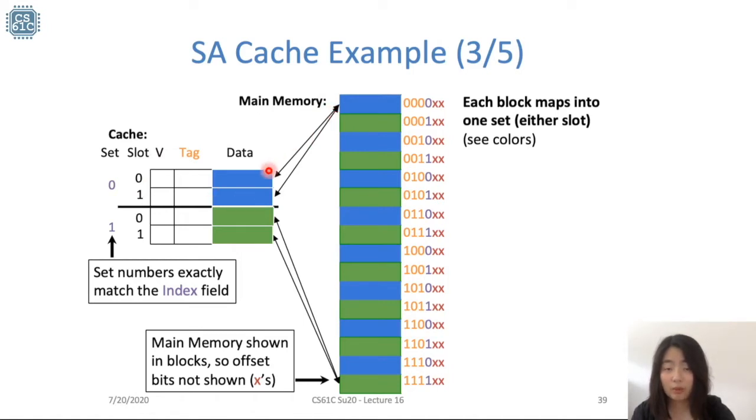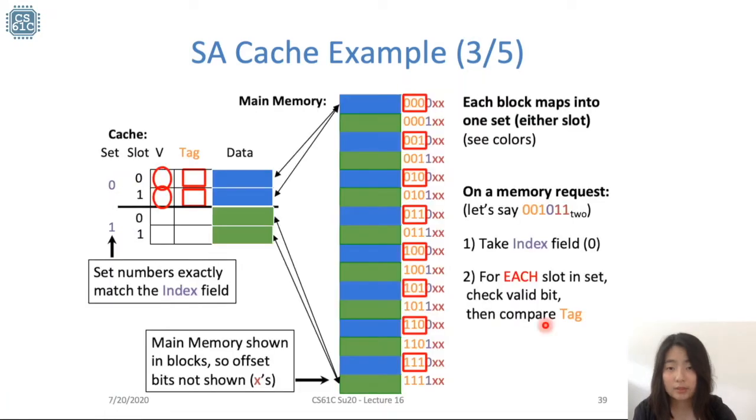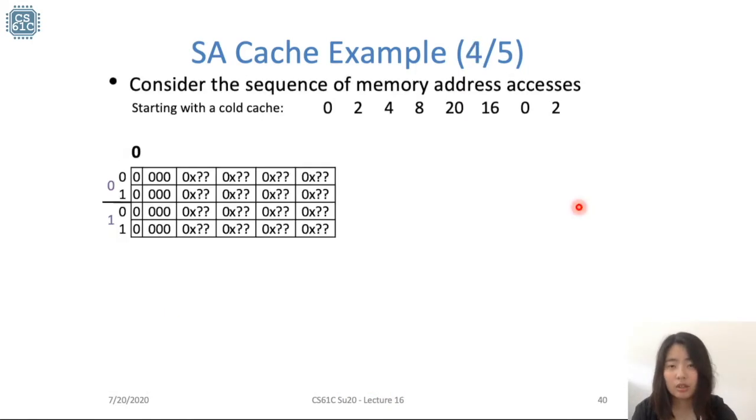We can see how blocks are mapped to the cache by colors. When the cache receives a memory request, let's say 001011, look at the index field first. It's 0, so it maps to the first set. And then for each slot in the set, we need to check the valid bit first. If it's valid, we compare the tag bits. If the tag bits match, it means it's a cache hit. The block is already contained in the cache. If it doesn't match, we still need to go back to memory and bring the data block in.